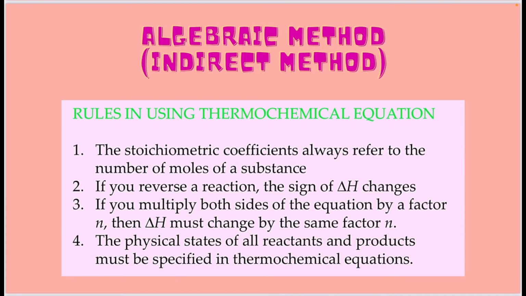Algebraic method, indirect method, rules in using thermochemical equation. The stoichiometric coefficients always refer to the number of moles of a substance. If you reverse a reaction, the sign of enthalpy changes. If you multiply both sides of the equation by a factor n, then enthalpy change must change by the same factor n. The physical states of all reactants and products must be specified in thermochemical equations.